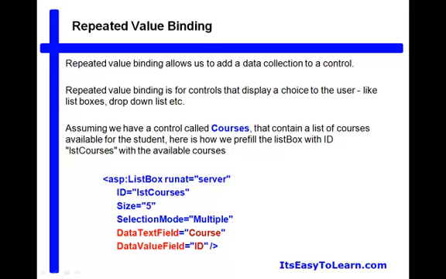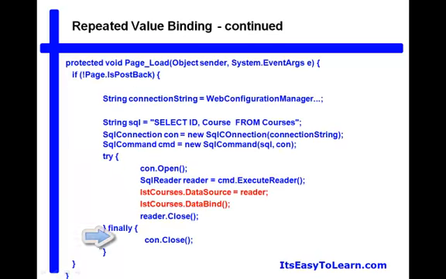First, we define the list box, asp:ListBox, runat=server. We specify an ID and we specify a data text field and a data value field. Then, on the page load event, if it is not a postback, we create a connection from a connection string and create a command from a SQL. The SQL for us is select ID, course from courses. The assumption here is we have a table called courses and we are selecting the ID and the course columns from this table.